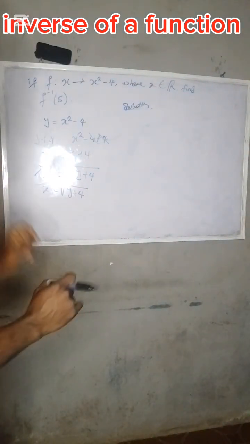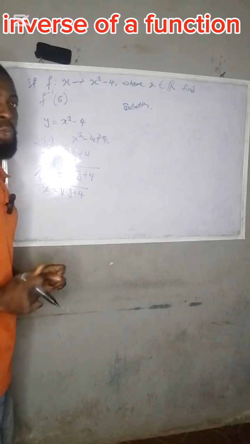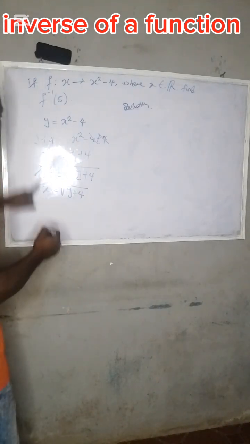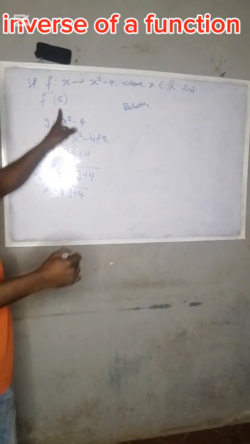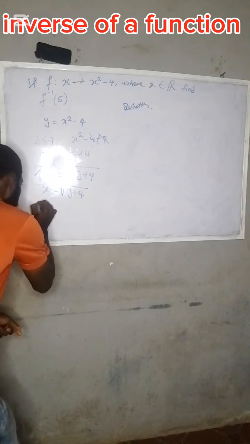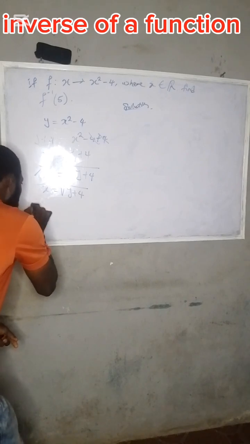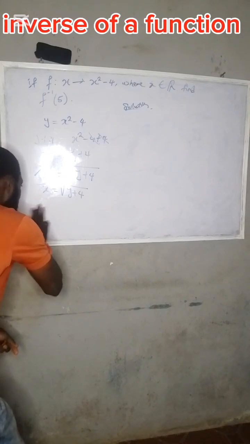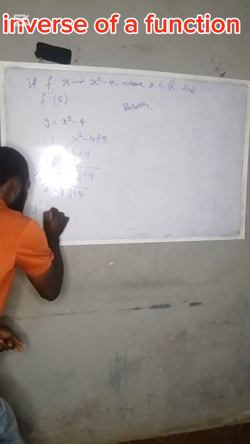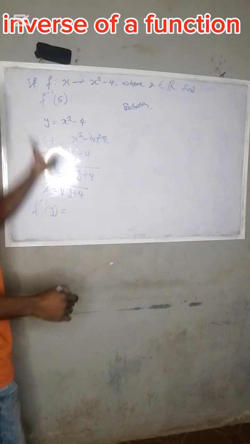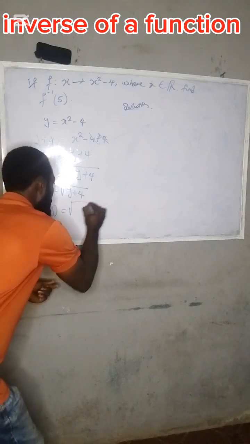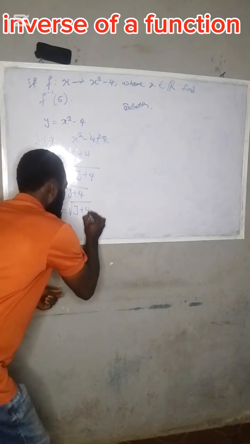Now, since we have made x the subject of the formula, it means we have gotten the inverse of the function. This is the inverse of y, so we can write it as f inverse of y, where f is the function given to us. The f inverse of y equals the root of y plus 4.